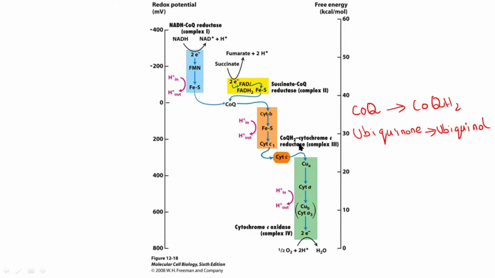Another name is coenzyme QH2 cytochrome C reductase because it is going to accept electrons from reduced coenzyme, that is coenzyme QH2, and then it is going to give those electrons to cytochrome C and reduce this cytochrome C. So that is why it has acquired this name. Another name for this complex is cytochrome B C1 complex because it contains these two cytochromes.